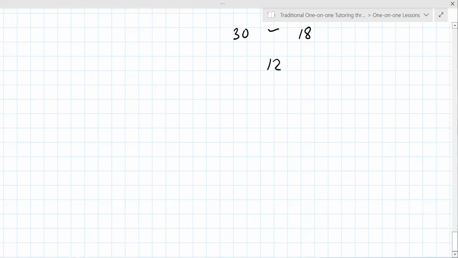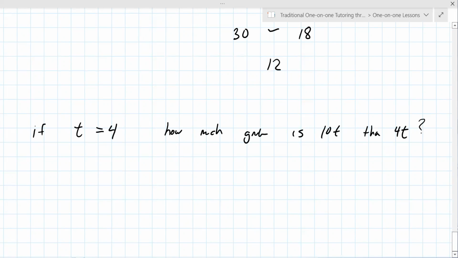So it's going to be very similar. Is that the answer for that problem right there? Yes. If t equals 4, how much greater is 10t than 4t? Can you try this one on your own, please? And if you need me to, I can scroll up to the previous problem. No, I got it. So 4 times 10 is 40. 4 times 4 is 16. What you need to do is 40 minus 16. Okay, what is that?